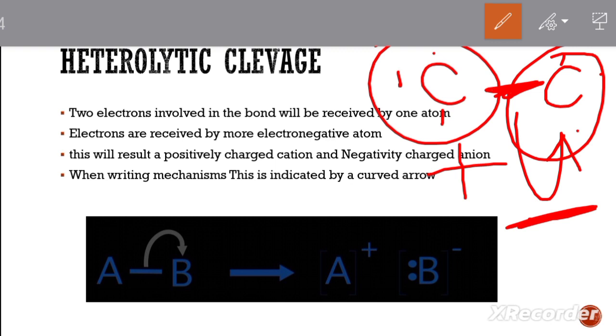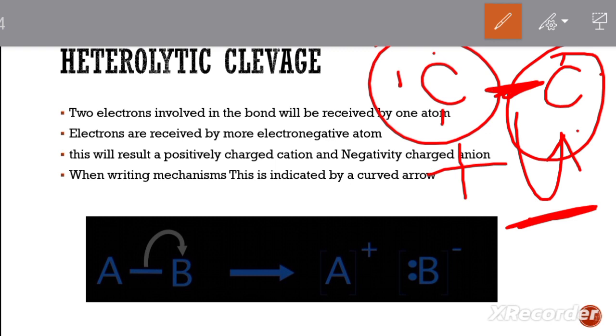So in heterolytic cleavage, the 2 electrons involved in the bond will be received by one atom, and these 2 electrons are received by the more electronegative atom. Here in carbon-carbon bonding, both have equal electronegativities. So in such cases, we do not need to consider the more electronegative atom. But in general, these 2 electrons are received by the more electronegative atom. This will result in a positively charged cation and a negatively charged anion.